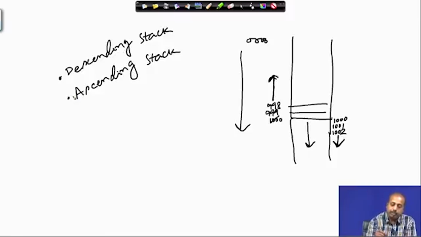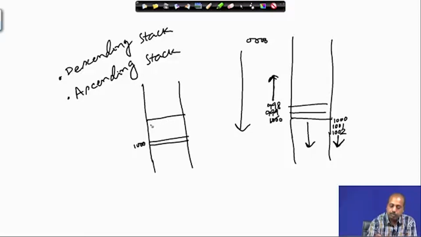Another convention that we can have is, suppose I say that my stack starts at this point, the location 1000. Now, at some point of time the stack has grown up to this much. So, it has gone to the location say 1020. Now, what does it mean? My stack pointer is here.